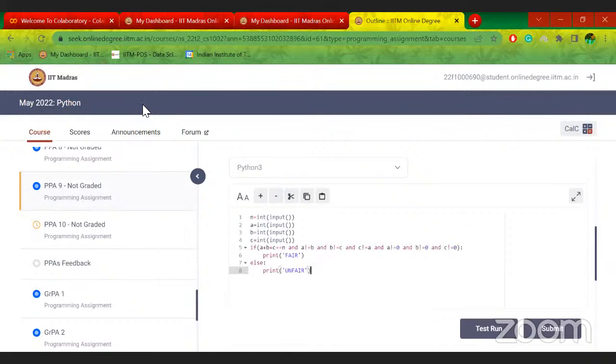Okay. Sir, 5 out of 6 of my tests are passed. May I share my code so that you can tell me where I've gone wrong? Yeah, sure. Yes, you can share.